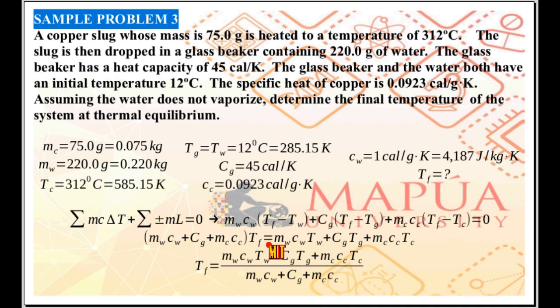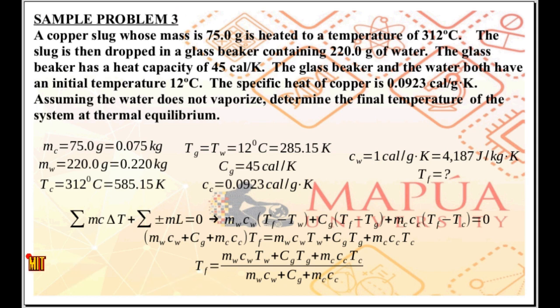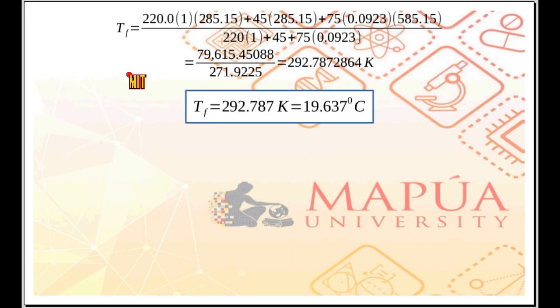All these values are known. We are able to calculate the final temperature of the system. And plugging in the values, we get Tf is equal to 292.787 Kelvin or 19.637 degrees Celsius.